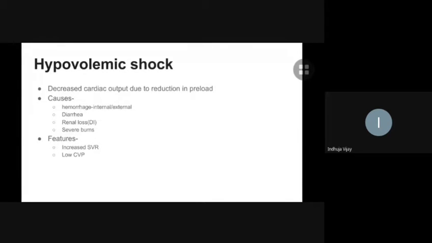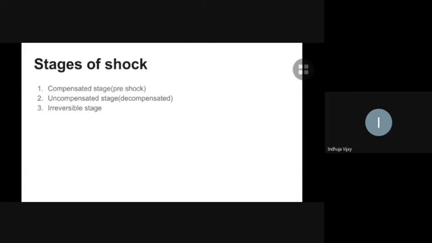Next slide, please. Compensated, uncompensated, and irreversible. During the initial stages of shock, our body will try to compensate for what is happening, so the symptoms will be minimal, and even lab investigations will not show much changes. That is compensated shock.